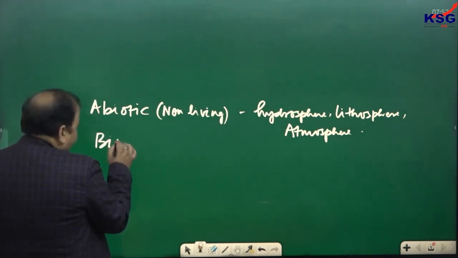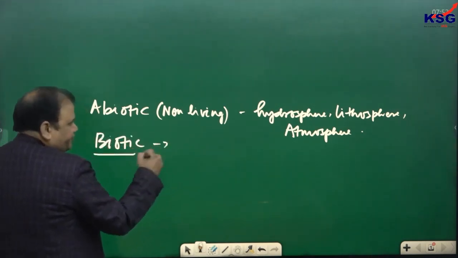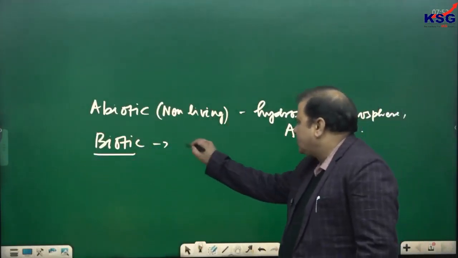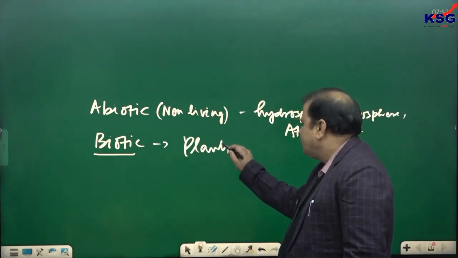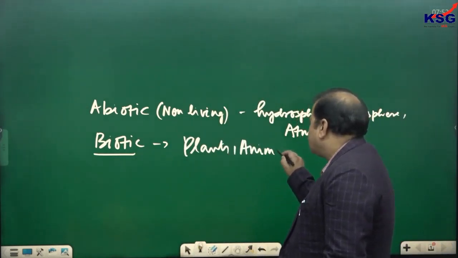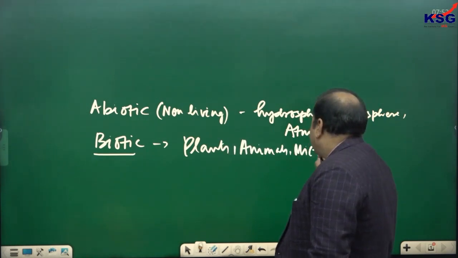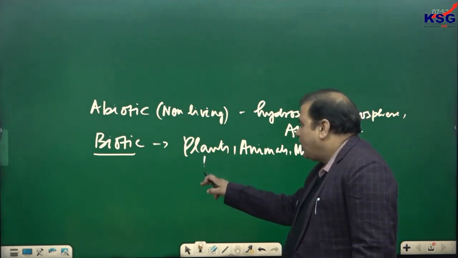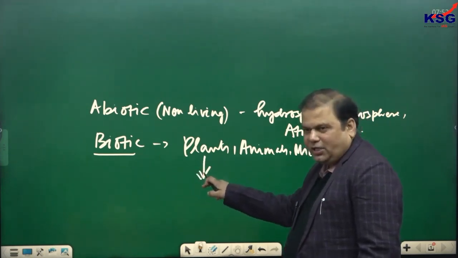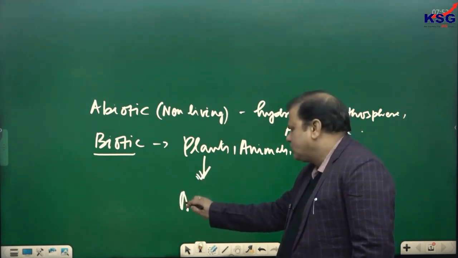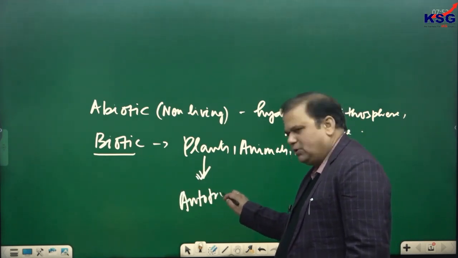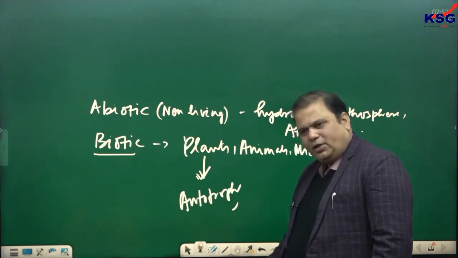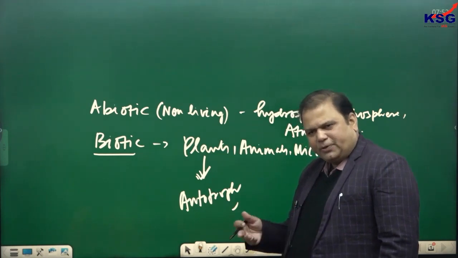Biotic component includes plants, animals, and microorganisms. And you know that plants would be considered as what? Plants would be considered as autotrophs because they manufacture their own food. They perform photosynthesis. Everybody knows that. Nothing to write in that. Clear? So plants are autotrophs and primary producer of the food chain.